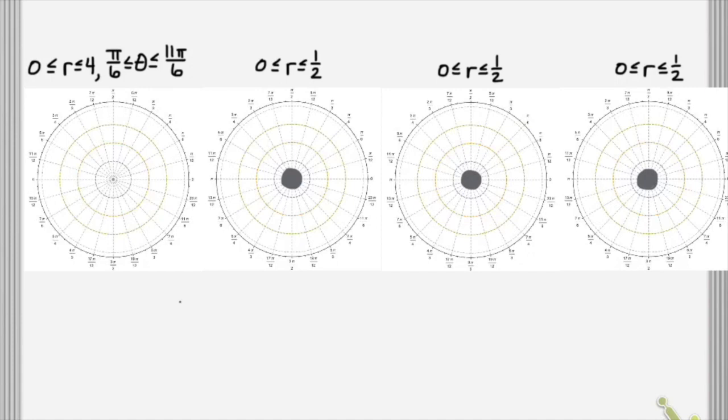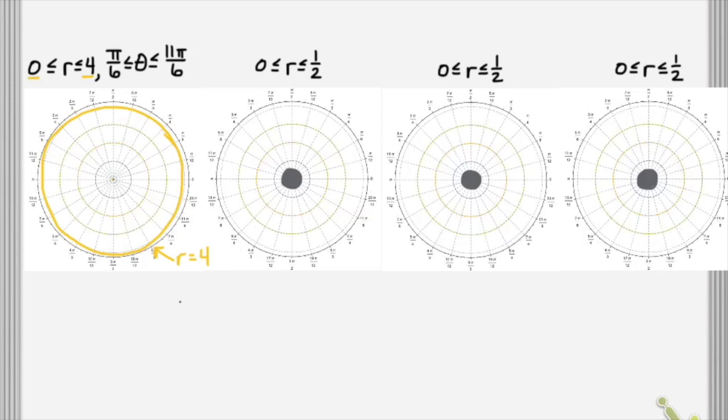Okay, so now let's go back to the first graph, which talks about an r value between 0 and 4. So an r value of 0 is right here at the middle, and our r value of 4 will be along the outside. This ring just before we hit the edge is a ring of radius 4. So that is r equals 4.